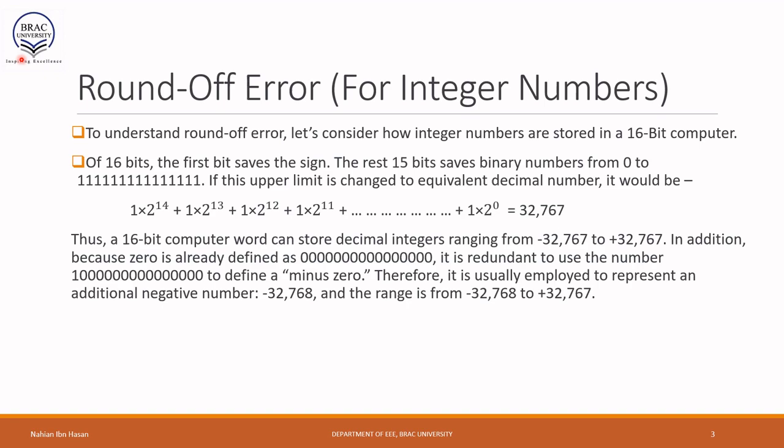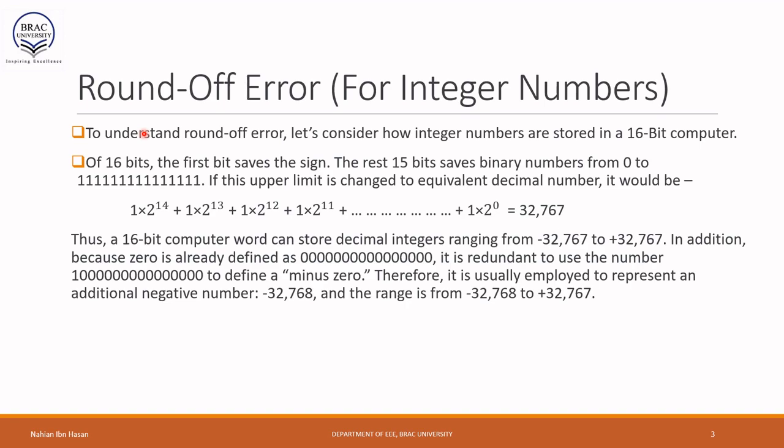But there is a loophole here. For example, the number zero is represented twice because there is no difference between positive 0 and negative 0. It's the same number. So we have an extra space for an extra number, and that's why we save an extra number on the negative side, which is minus 32,768. So the range now becomes from minus 32,768 to 32,767.